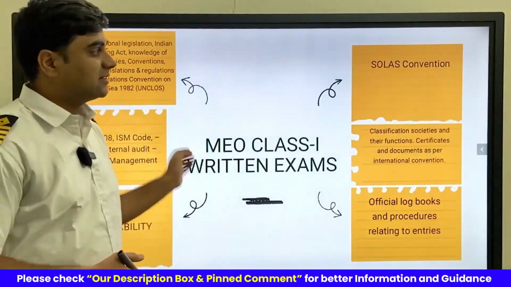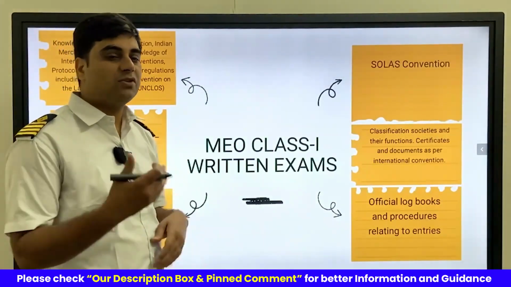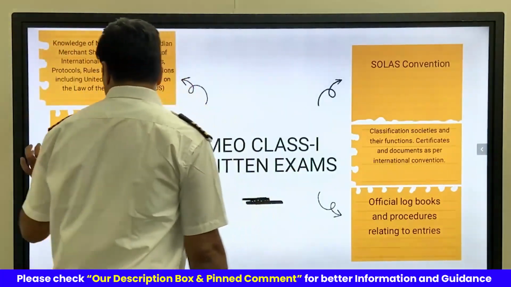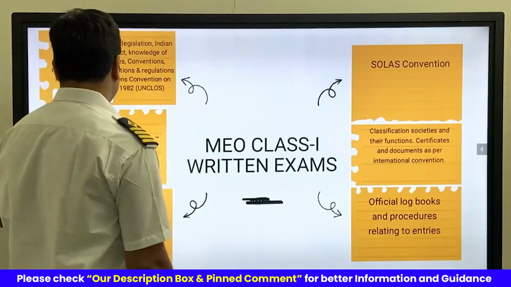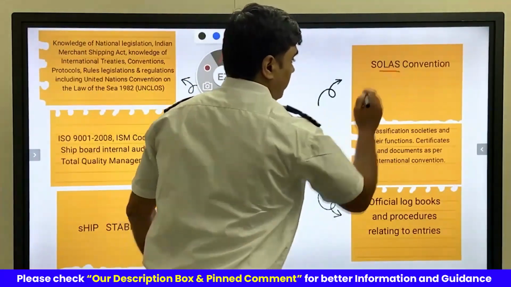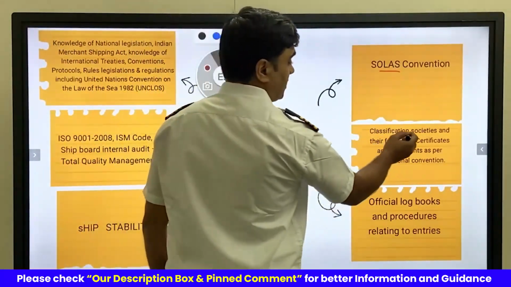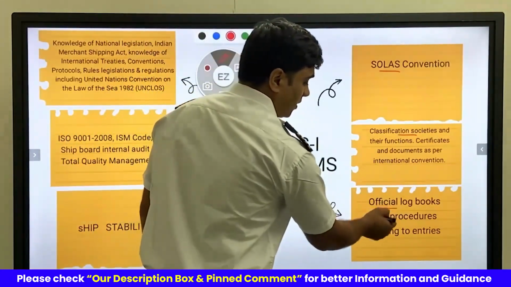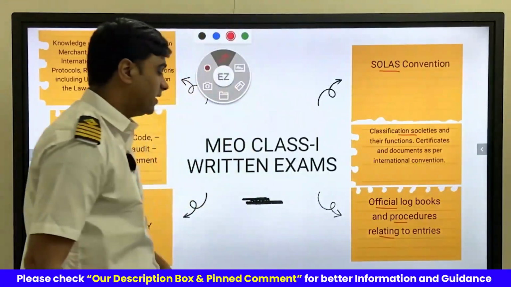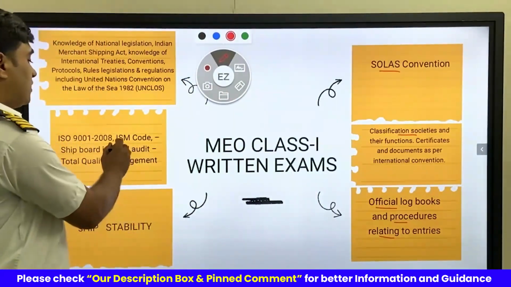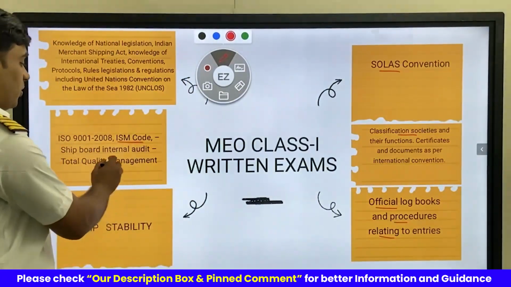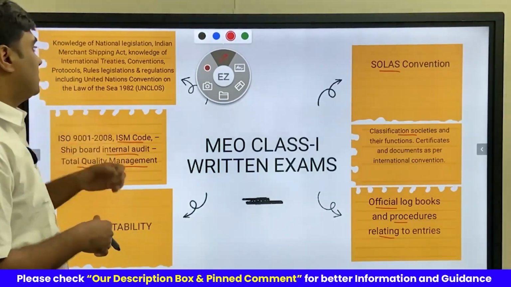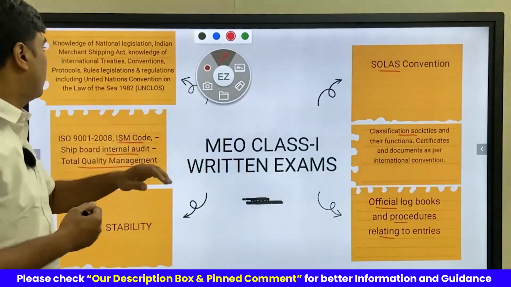Now let's discuss the different courses that we have to study for MEO Class 1. As we already know, we have to study the SOLAS convention, right? We have to study classification societies and their functioning, how they are working. Then we have to study the official logbook, procedures relating to entries and all. We have to study the ISM code, shipboard internal audit, and total quality management. So these are the different topics that we have to study. This is just a brief of all those.